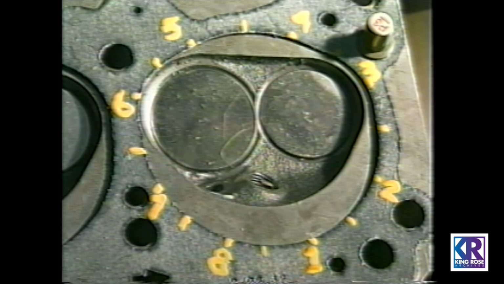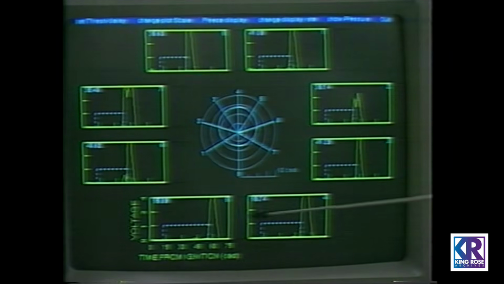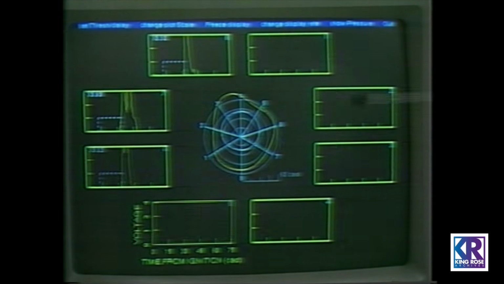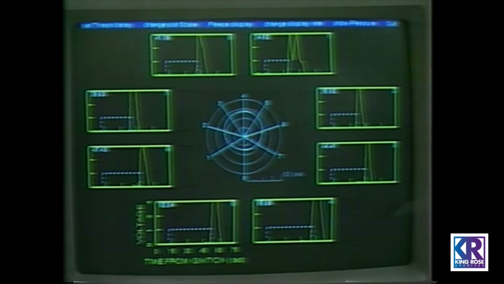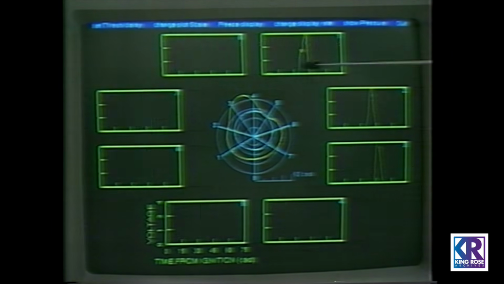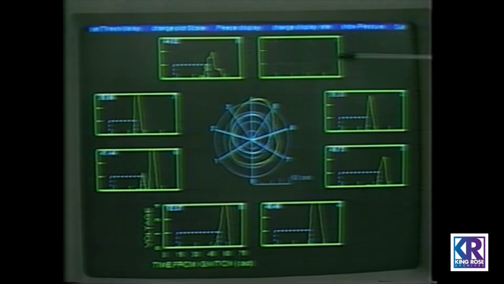This is the ion gap head gasket flame geometry probe as installed in a single-cylinder version of the GM 3800 engine. Here you can see the position of the 8 ion gap probes relative to the combustion chamber. The 8 windows represent the 8 ion probes around the periphery of the head gasket. This is a crank angle versus voltage trace for each of the 8 individual probes. What you see here is a voltage spike when the flame arrives at that position.